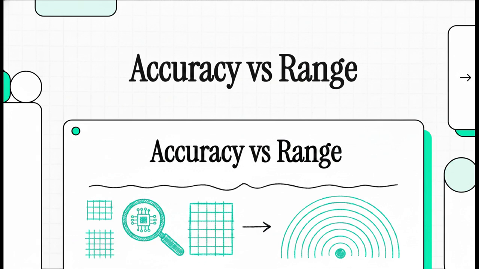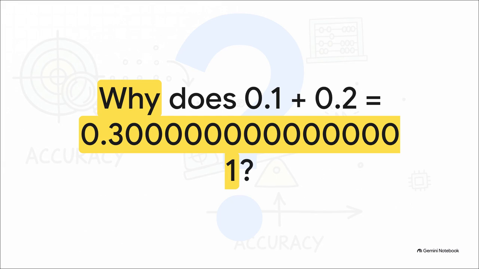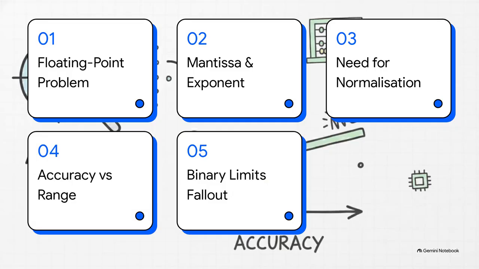versus range trade-off. Let's say you type a super simple math problem, like 0.1 plus 0.2, into certain computer interpreters. You might be totally shocked to see the output, 0.30000000001. No way, right? So why would a highly advanced computer, a machine literally built to crunch numbers, fail at basic primary school math? Well, the answer lies in how it physically stores numbers, and it's a mystery we're going to solve right now. Okay, let's dive into this.